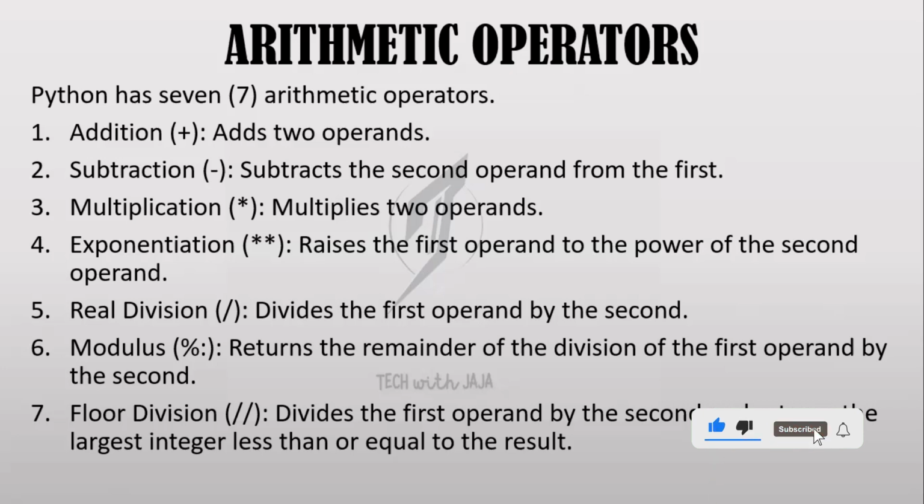The exponentiation operator raises the first operand to the power of the second operand. For example, 2 to the power of 3 gives us 8. The real division is used to divide the first operand by the second. The modulus operator is used to return the remainder of the division of the first operand by the second. The floor division is used to divide the first operand by the second and returns the largest integer which is less than or equal to the result.